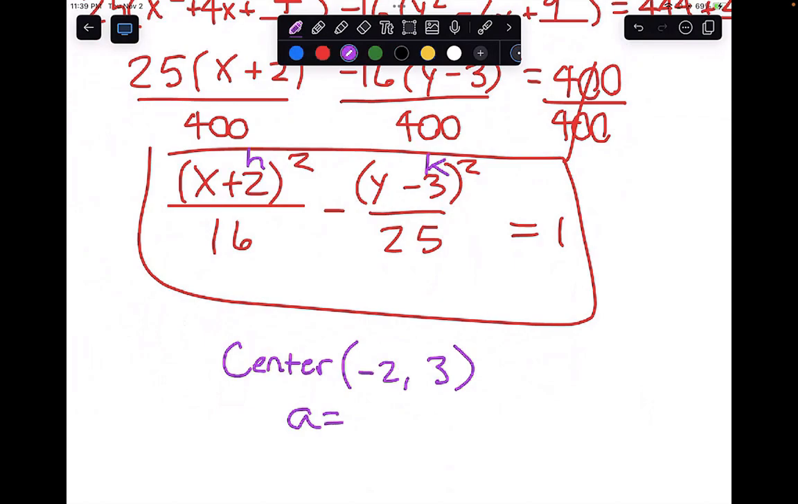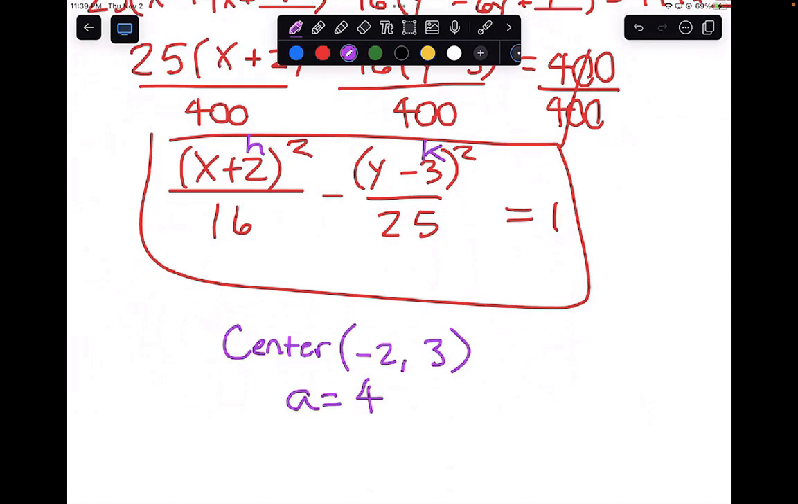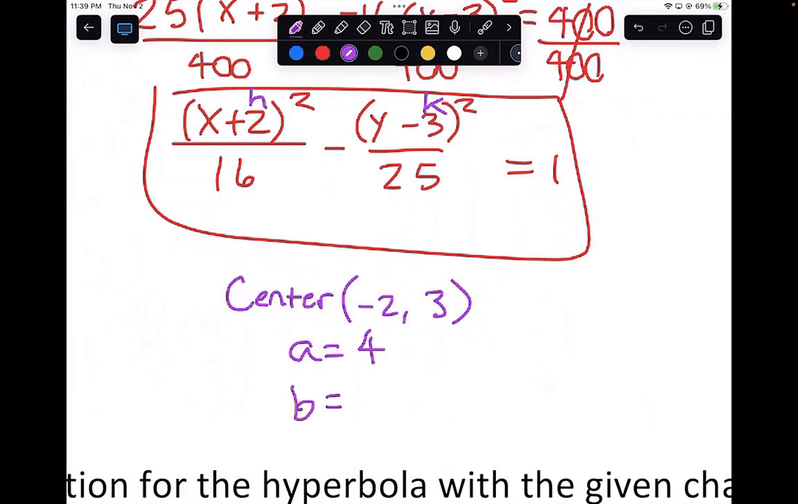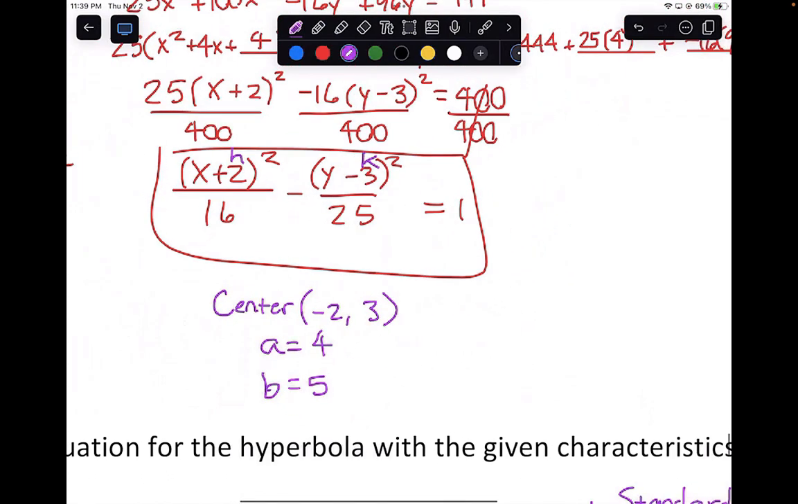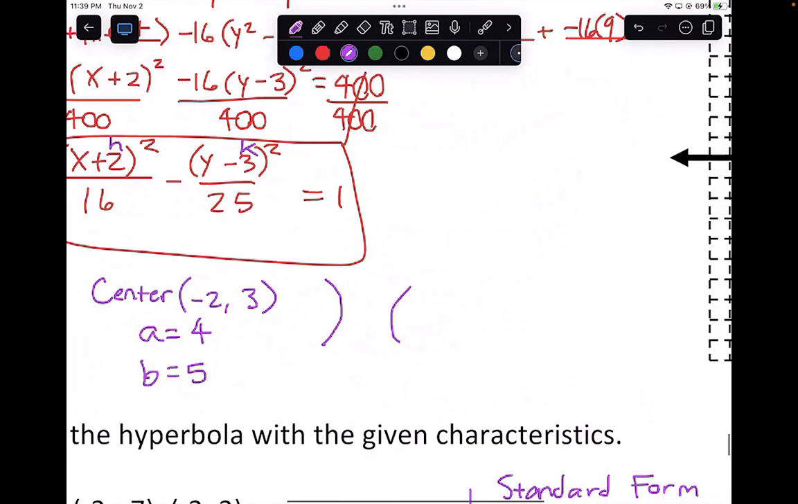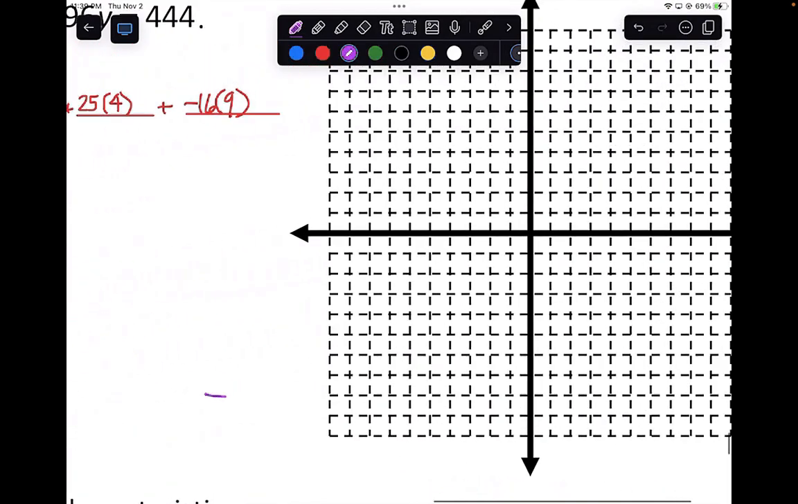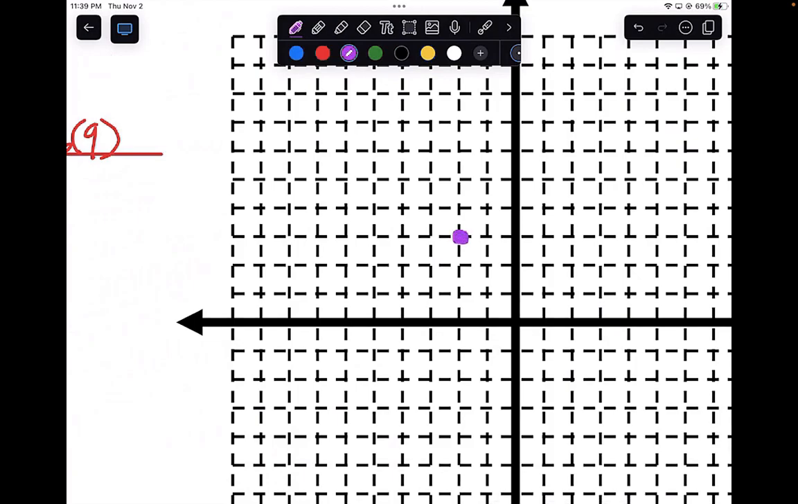The a is always first, so it's the square root of 16. That'll be 4. And the b will be second, b squared. So the square root of 25 will be 5. Since x is first, this will be another horizontal opening hyperbola right there. And then we'll go ahead and plot everything here. So we got negative 2, 3. That would be right up there.